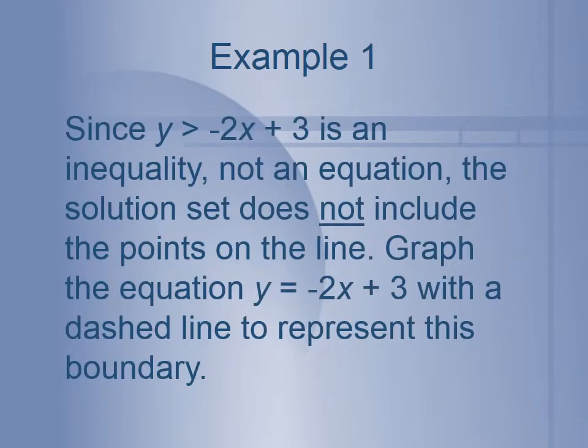So we kind of already know the first steps, and we just need to figure out, well, what's different? Okay, so since this is an inequality and not an equation, it's not going to include the points on the actual line. So instead of drawing a line for that equation, we're going to do a dashed line. So that way we can show that it doesn't actually include the line. It's kind of being separated by the line. So we're going to have a dashed line instead of a regular line.